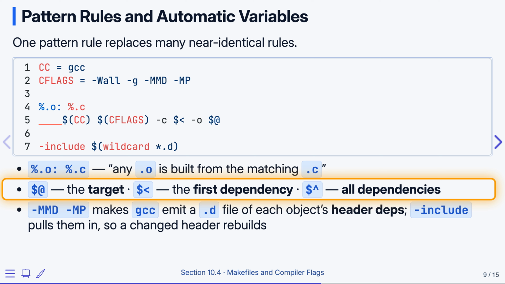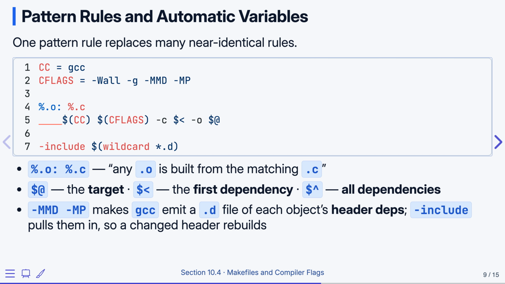$< means the first dependency, and $^ means all the dependencies. So $(CC) $(CFLAGS) -c $< -o $@ compiles each source into its object file, whatever their names are. One pattern rule now covers your whole project. There is one more piece.